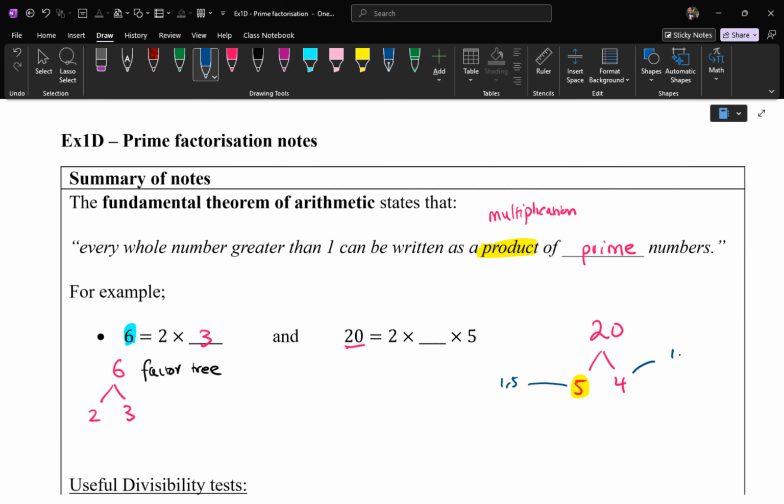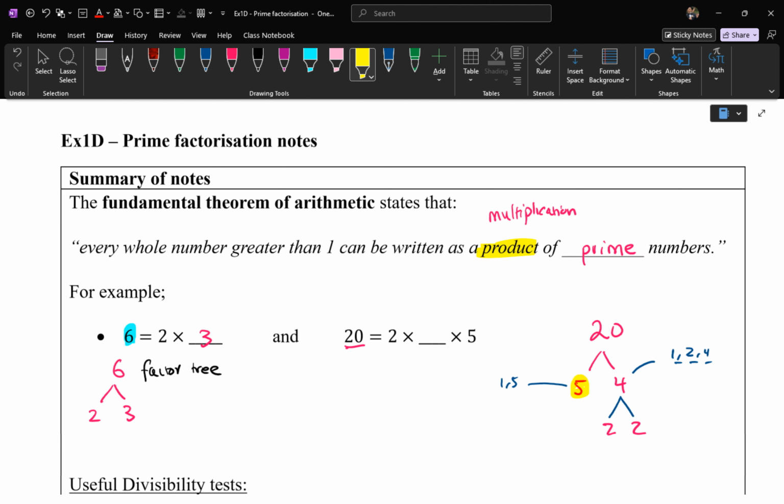Whereas 4 has factors of 1, 2, and 4. That's too many. So that now becomes a composite. So 5 is a prime, but 4 is not. So what we do is we can break, Xavier, we can break the non-prime, which is a composite number. We can break it further. So let's break it further. If I break it down, what 2 numbers multiply to give you 4? 2 and 2. And those 2 are prime numbers. 2 is a prime number.